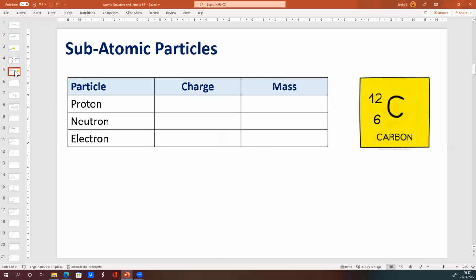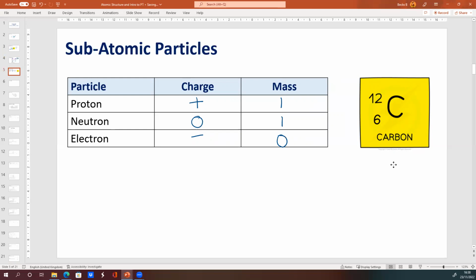One thing we need to know is the charge and the mass of these different subatomic particles. We know they're made of protons, neutrons, and electrons. For their charge, a proton is positive, P and P. Neutrons are neutral, or zero charge, and electrons are negative charge. For their mass, a proton has a mass of 1, a neutron 1, and an electron 0.